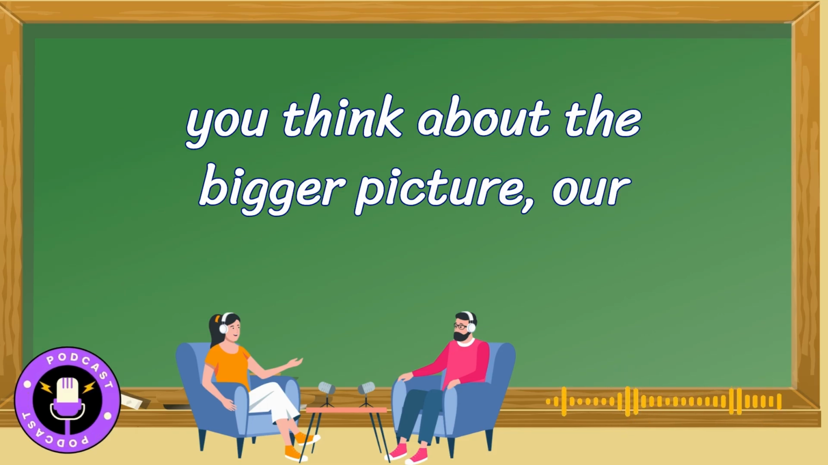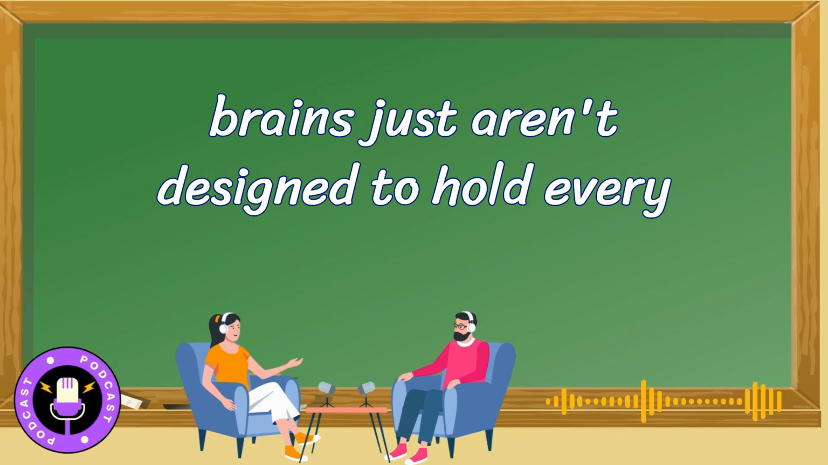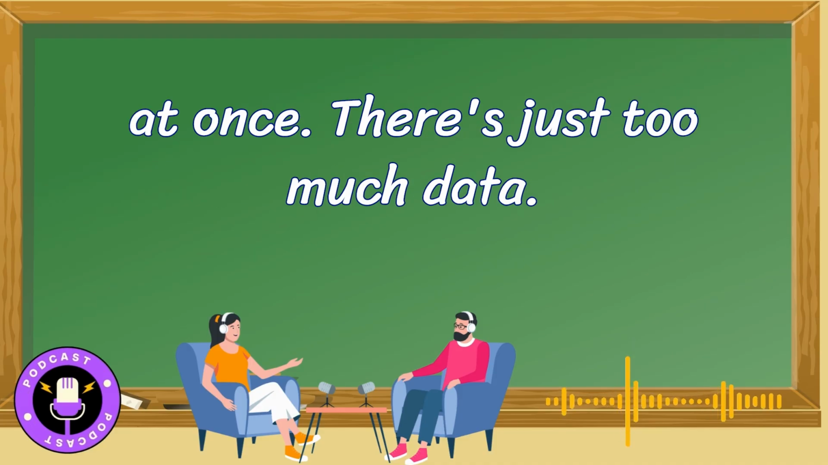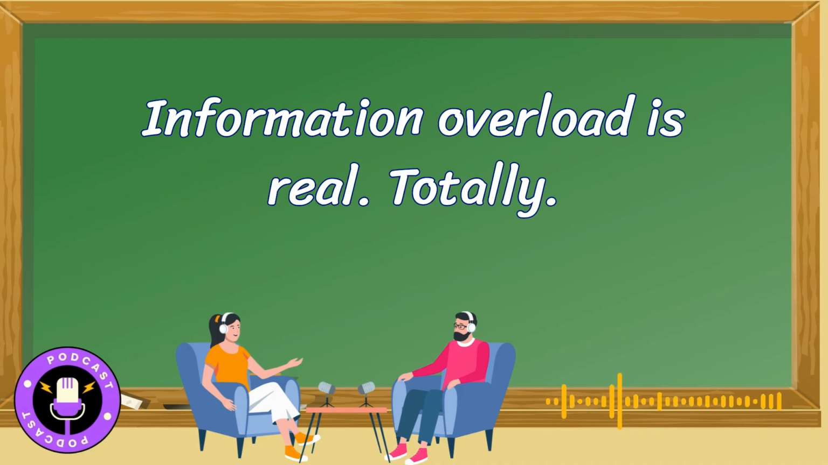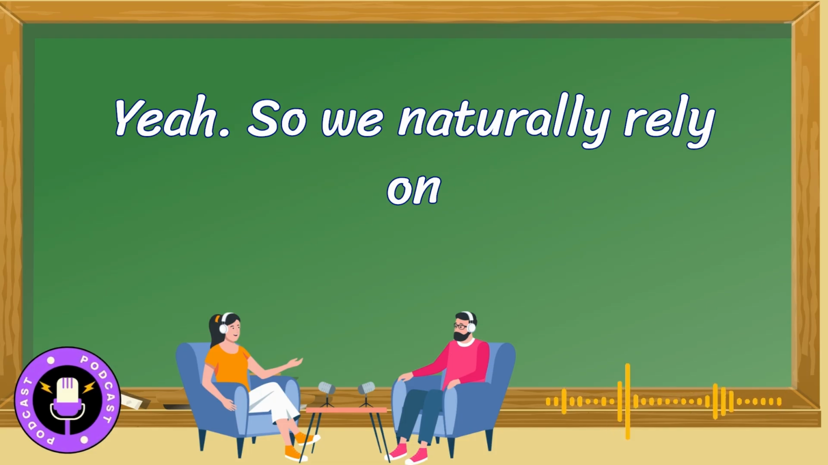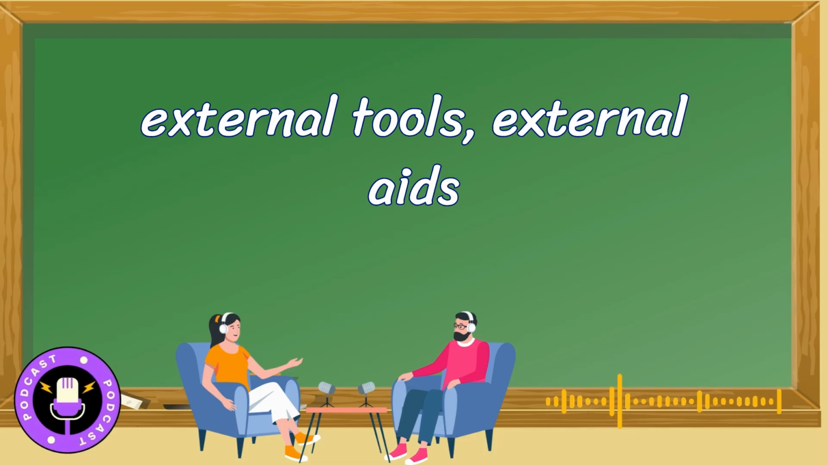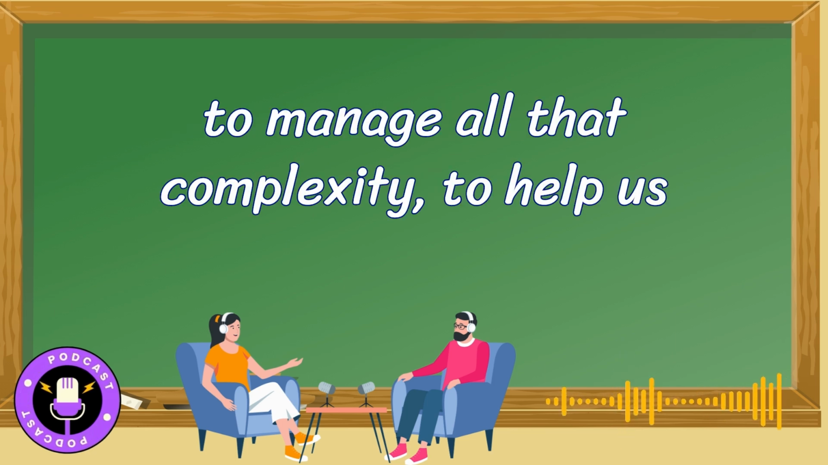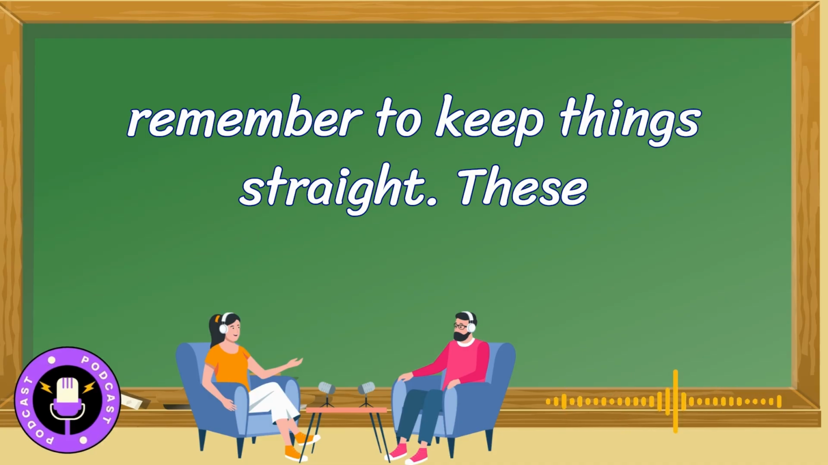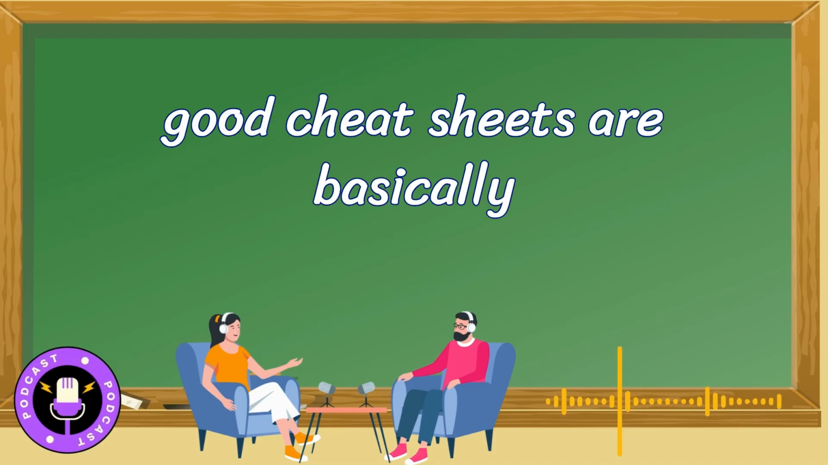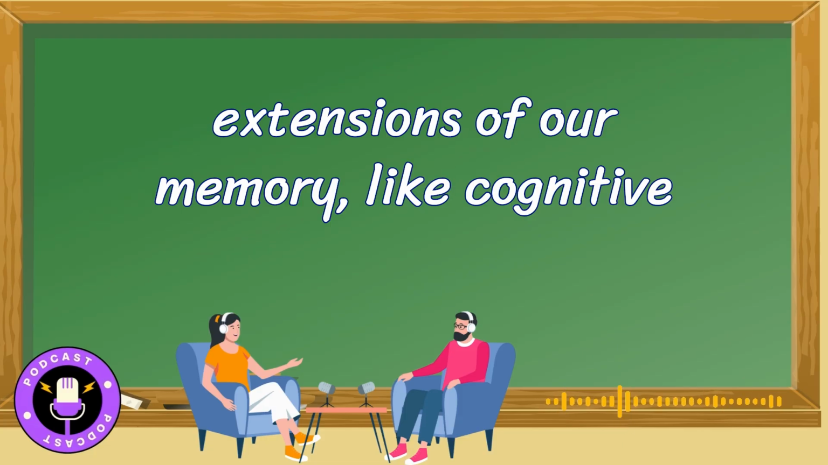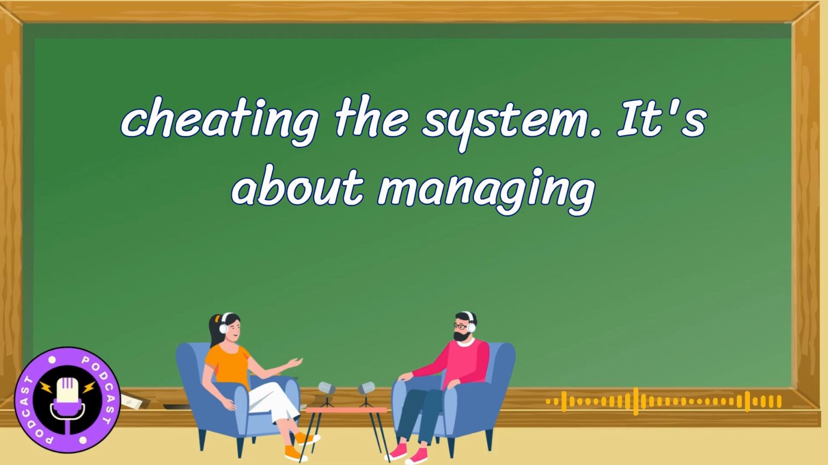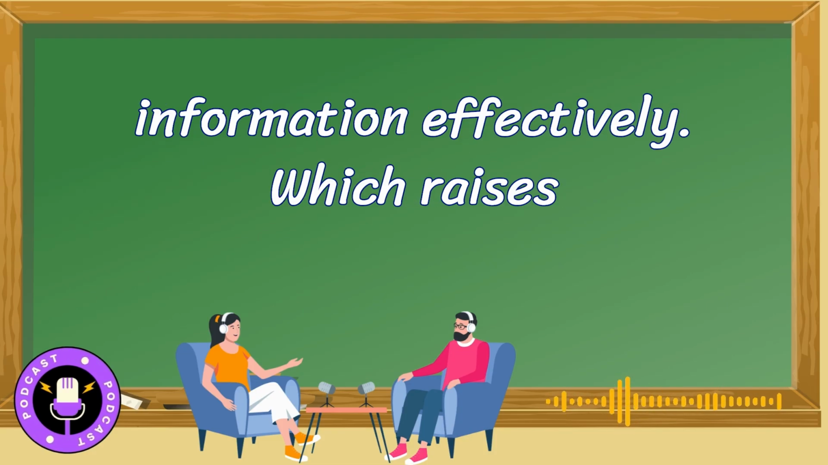Yeah. And if you think about the bigger picture, our brains just aren't designed to hold every single piece of information we need all at once. There's just too much data. Information overload is real. Totally. So we naturally rely on external tools, external aids, to manage all that complexity, to help us remember, to keep things straight. These good cheat sheets are basically extensions of our memory. Like cognitive offloading. Yeah, exactly. Smart information management. It's not about cheating the system, it's about managing information effectively.